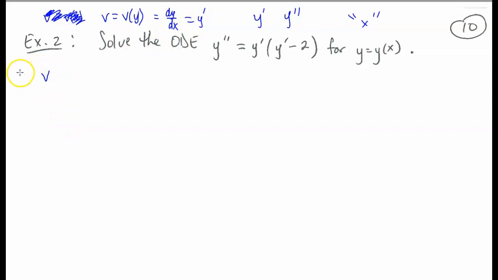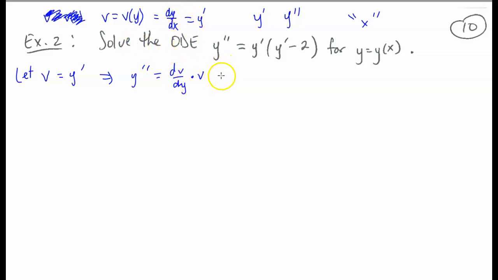So because of that, the suggestion here is we're going to let v equal y prime, okay? And that in turn means that if I wanted to figure out what y double prime is, that's just going to be dv over dy times v. This is really dv over dx from the chain rule, but we know it's going to be this way every time, so we just write it.